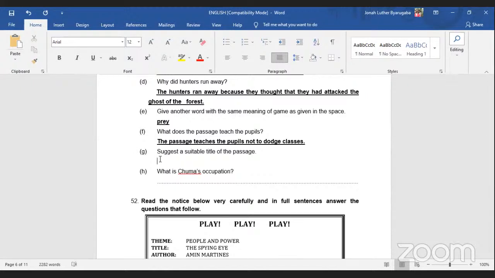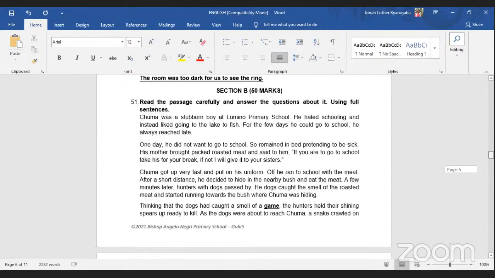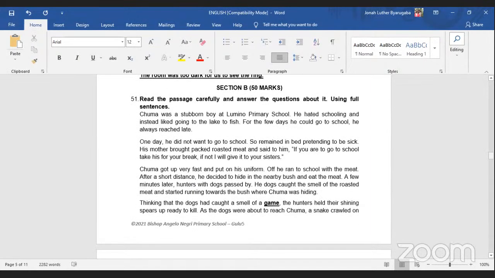Suggest a suitable title for the passage. I'm thinking. I don't know a suitable title for the passage. Let me give you a clue, Shivan, and the rest of us. When you want to find a suitable title for a passage or a poem, you analyze paragraph by paragraph. Let's look at paragraph number 1. Chuma was a stubborn boy at Limo Primary School. He hated schooling and instead liked going to the lake to fish. For the few days he could go to school, he always reached late. What is the main idea in paragraph 1?